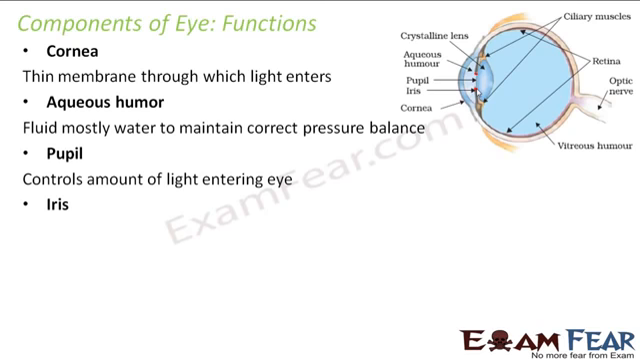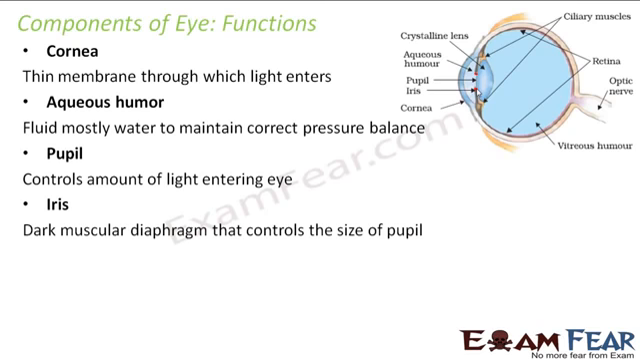Then we have another structure called the iris. It is a dark muscular diaphragm that controls the size of the pupil. So we can say that the pupil and iris together control the amount of light entering the eye. And once light enters inside the pupil, there is no comeback. It is unidirectional. That means once light has entered, it cannot come out, right? So the iris is this region, this diaphragm, which you can see here. It is a dark muscular diaphragm.